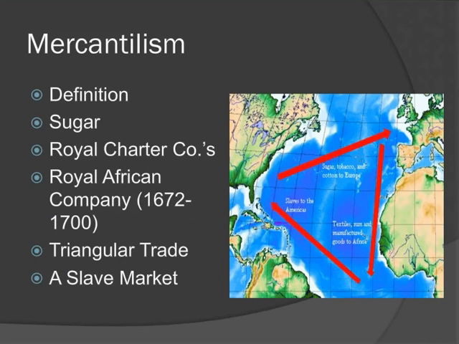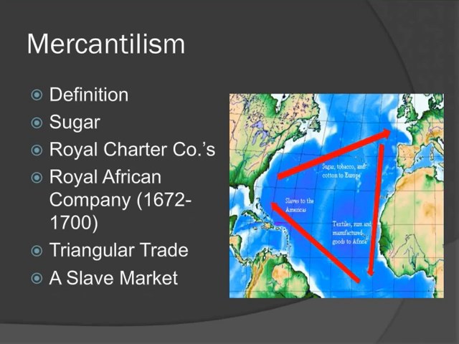Okay, so we're going to talk a little bit about the triangular trade real quick, and then we'll go through maybe the procedure of what a slave would look like. But first I want to talk about royal charter companies, which, as many of you did on your first assignment when you defined mercantilism, are just the epitome of what mercantilism is. And we've already discussed sugar, so we don't need to talk about that anymore.